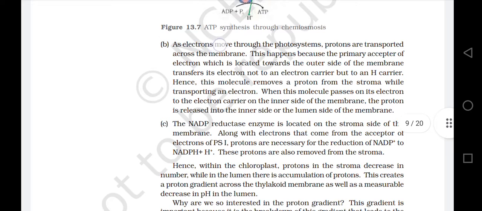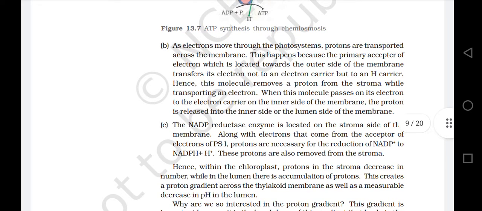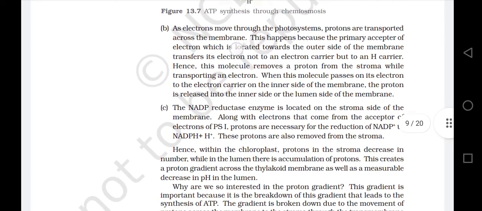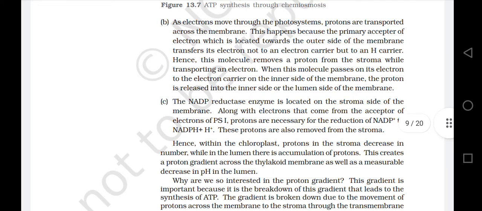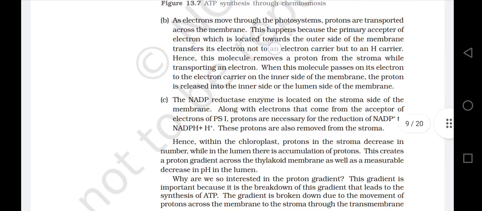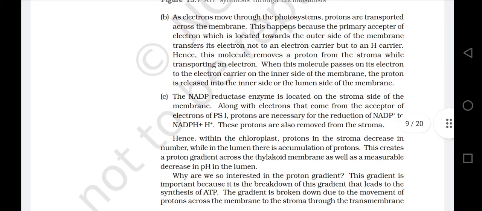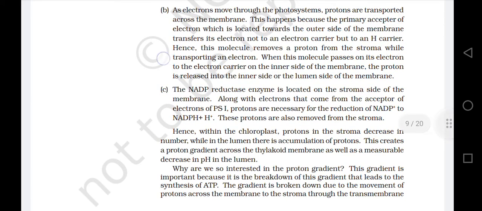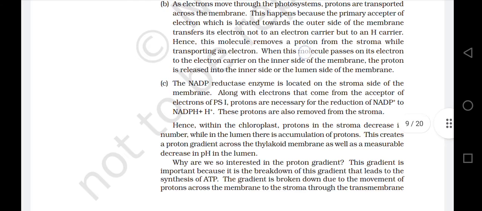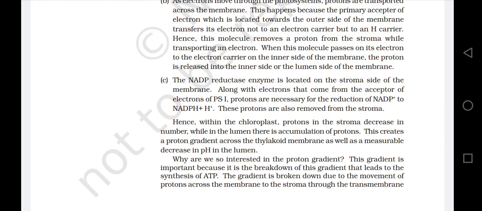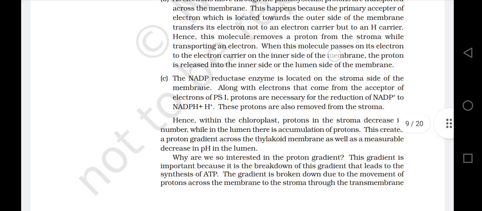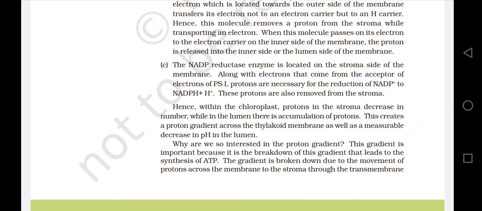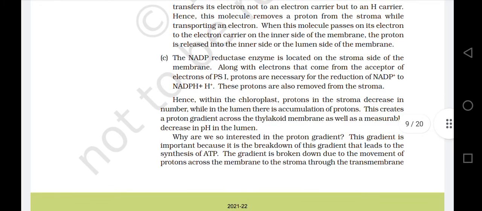B. As electrons move through the photosystems, protons are transported across the membrane. This happens because the primary acceptor of the electron, which is located towards the outer side of the membrane, transfers its electron not to an electron carrier but to an H carrier, a hydrogen carrier. Hence, this molecule removes a proton from the stroma while transporting an electron. When this molecule passes on its electron to the electron carrier on the inner side of the membrane, the proton is released into the inner side, the lumen side of the membrane.